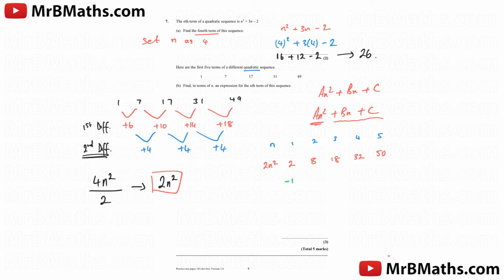I then look at 8 and 7. This is -1. 18 and 17, -1. 32 and 31, -1. 50 and 49, -1. So now I have a quadratic sequence of 2n squared -1.